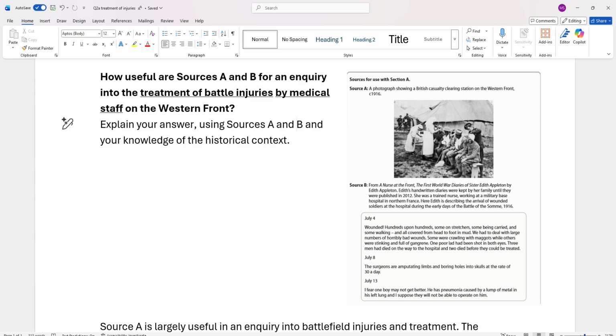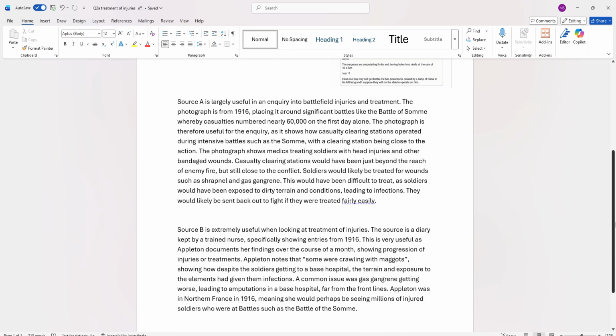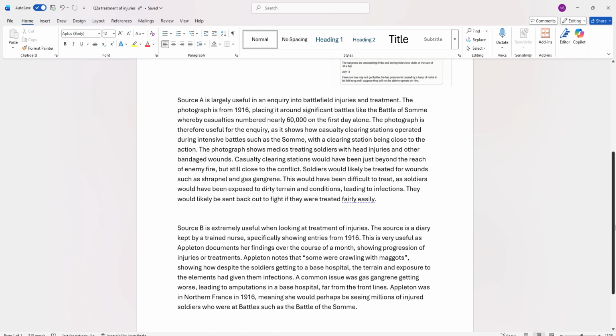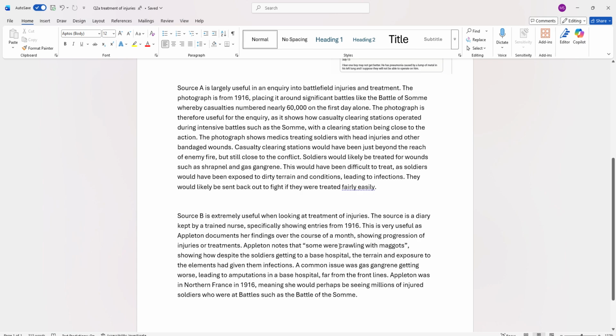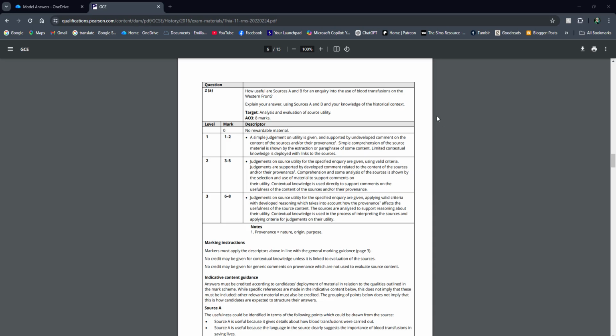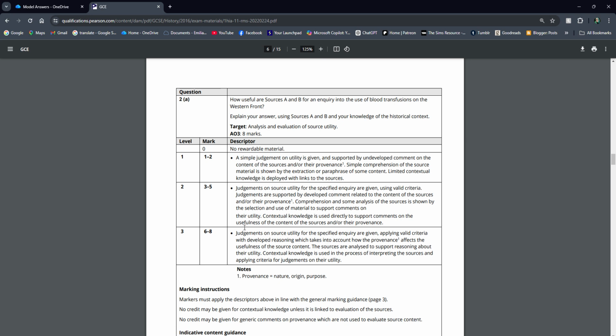So JPECO, what is it? You will need to address both sources. Now, you do not need to compare these sources. You do not need to conclude these sources either. For example, this is the 2021 mark scheme. This was about blood transfusions. I don't know what the sources are. The problem is copyright, so you will struggle to find them online. As you can see, this is out of 8 marks, so I would see it as two 4-mark paragraphs.